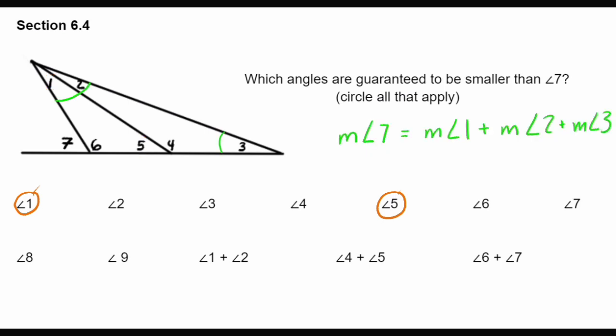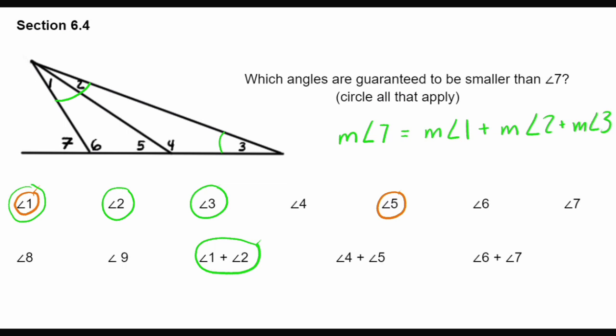Using the exterior angle theorem again, we know that the measure of angle 7 is equal to the measure of angle 1 plus the measure of angle 2 plus the measure of angle 3, which means the measure of angle 1, the measure of angle 2 and the measure of angle 3 have to be smaller than 7.